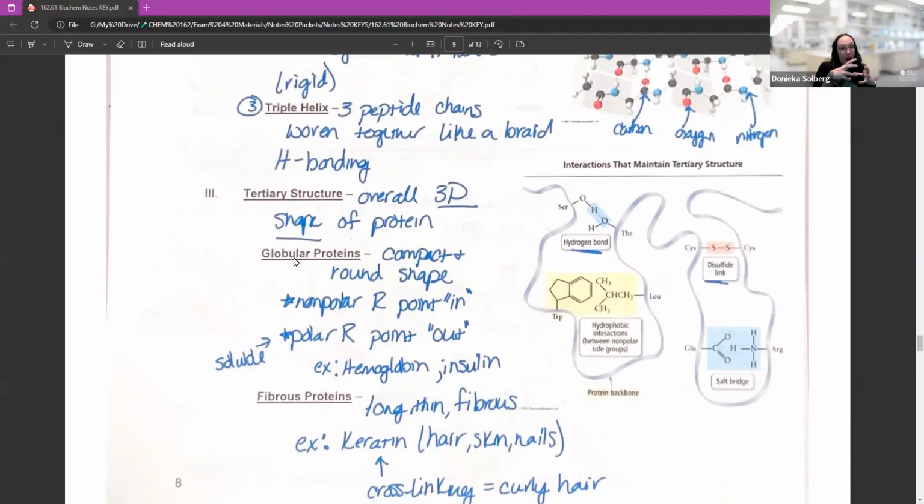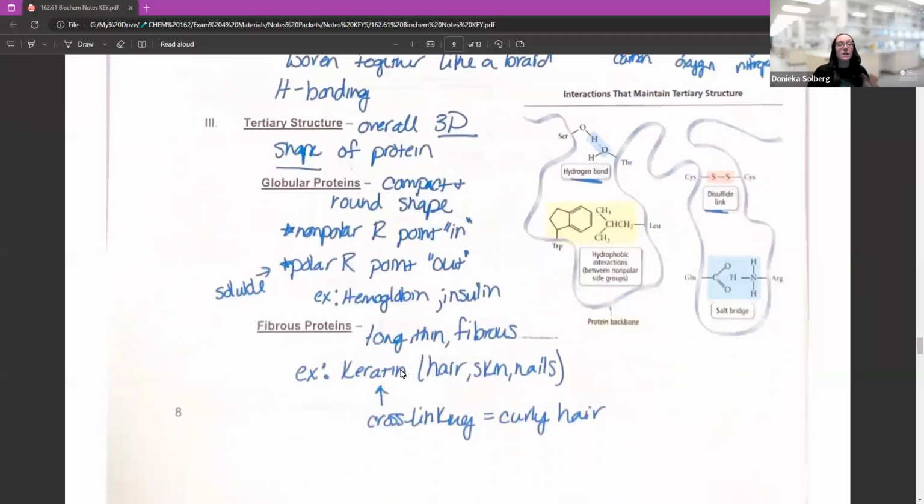Globular is like a glob, right? It's a compact, it's a round shape. So some proteins kind of glob up like that. When they do, their non-polar R groups kind of point in, and the polar ones point out, because there's water on the outside. The polar ones pointing out makes it soluble. Molecules that look like this that are proteins are hemoglobin, insulin. They need to be able to get from point A to point B. They're like little globs of protein.